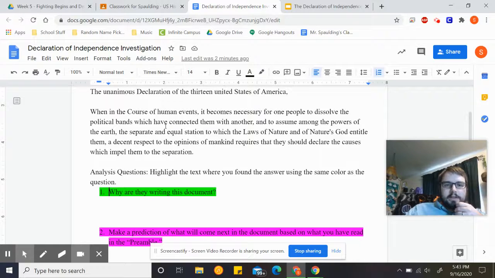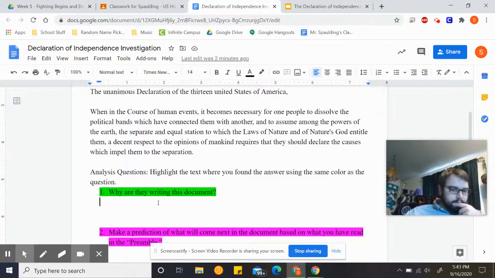Okay, so they've said that there's a lot of things that have happened. The dissolving of political bands, okay, we'll call that political connections, is requiring they declare the causes which impel or force them to the separation. Okay, so why are they writing this? Well, it's become necessary for them to separate politically from Britain. Okay, and they're going to declare the causes that have forced them to do so.